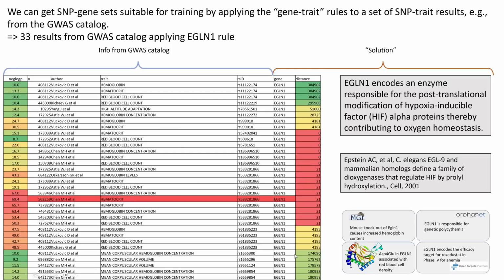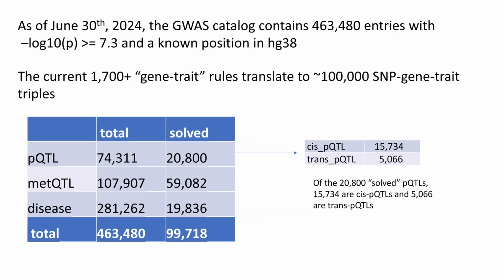So this is distance to EGLN1. 0 means it's within EGLN1 itself. And here are the traits. This is the p-value of the trait. The strongest associations are the ones that are actually closest to the gene. And we can talk about why that might be.